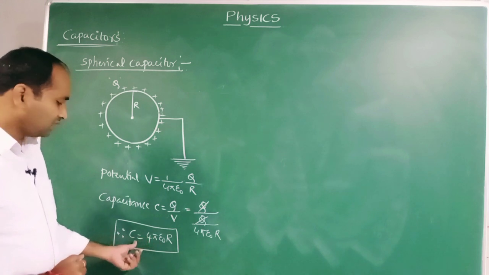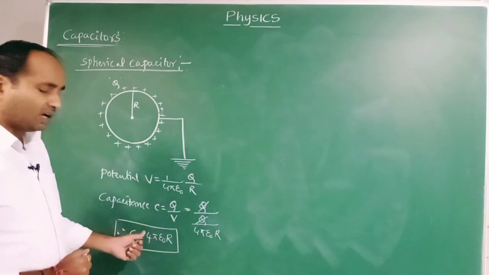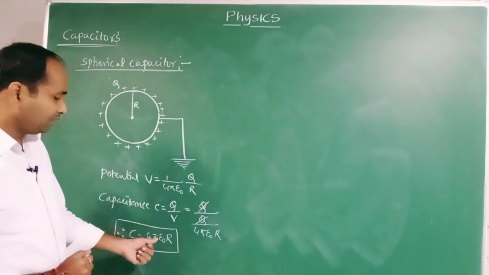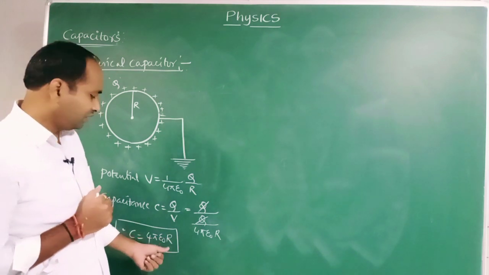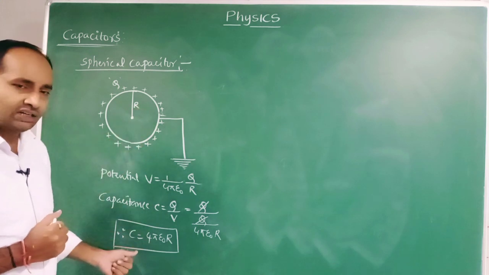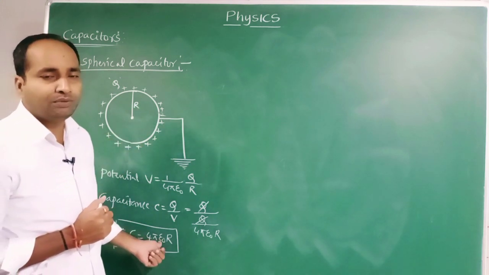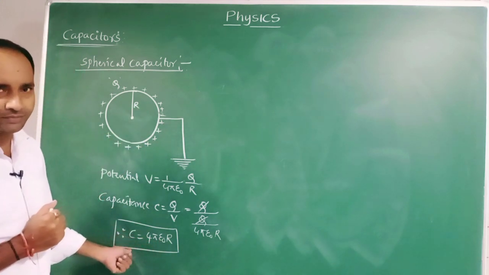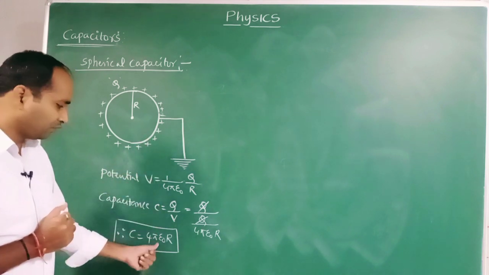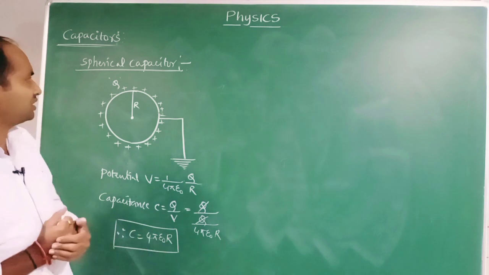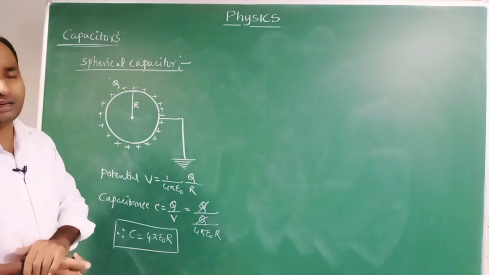The capacitance of the capacitor does not depend upon its charge and does not depend upon its potential. It depends upon the radius of the spherical conductor, that is the size of the spherical condenser, and the medium in which it is placed. Epsilon naught and 4 pi are constants. This is about the spherical capacitor.